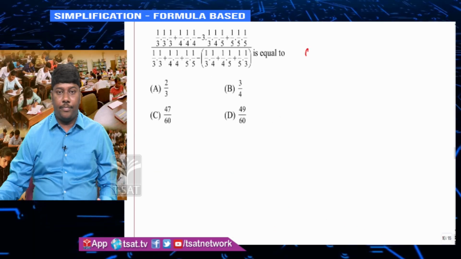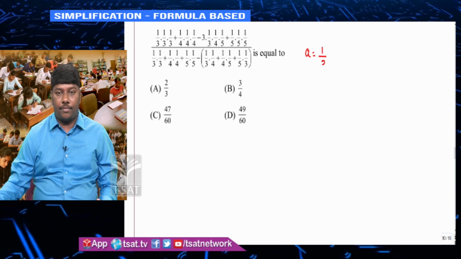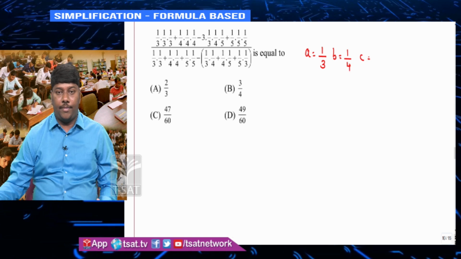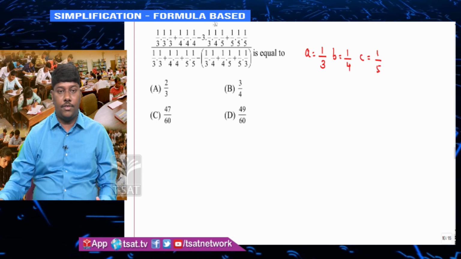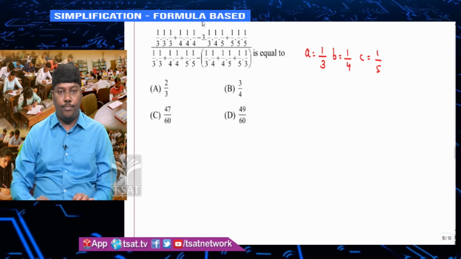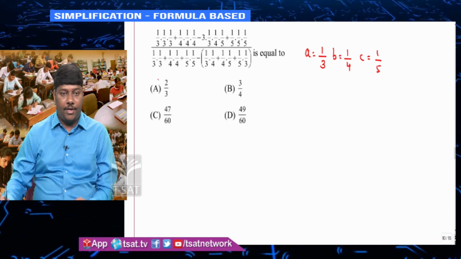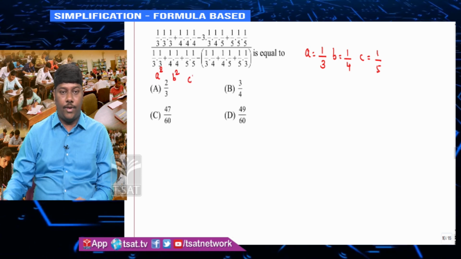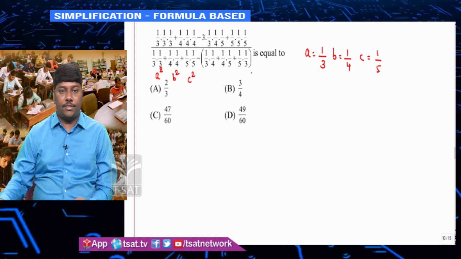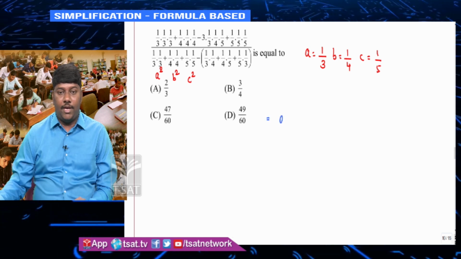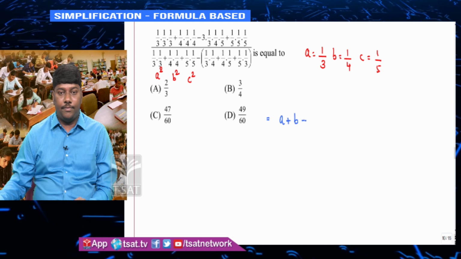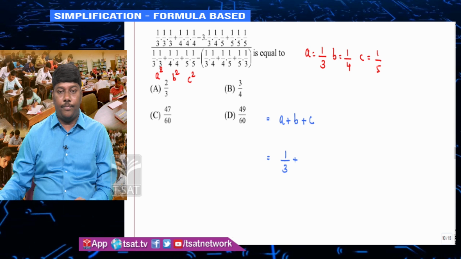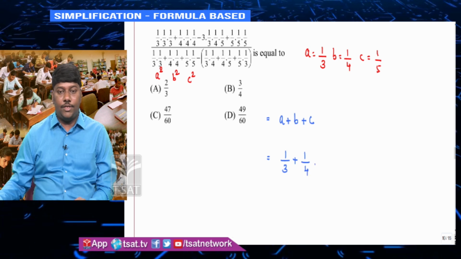A is 1 by 3. Your B is 1 by 4. C is 1 by 5. So, the numerator becomes A cube plus B cube plus C cube minus 3ABC. In the denominator, this is A square, B square, C square, minus AB minus BC minus CA. Therefore, the formula is A plus B plus C. Just now we have discussed. Now, what is A? 1 by 3, B is 1 by 4, C is 1 by 5.